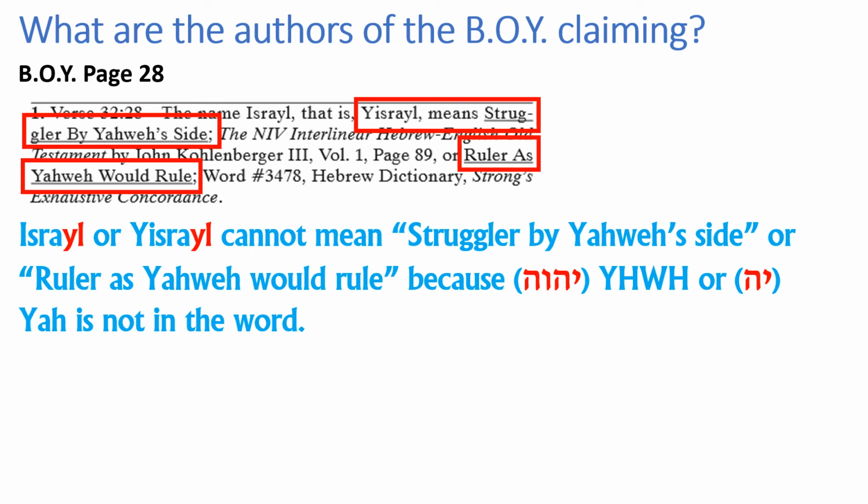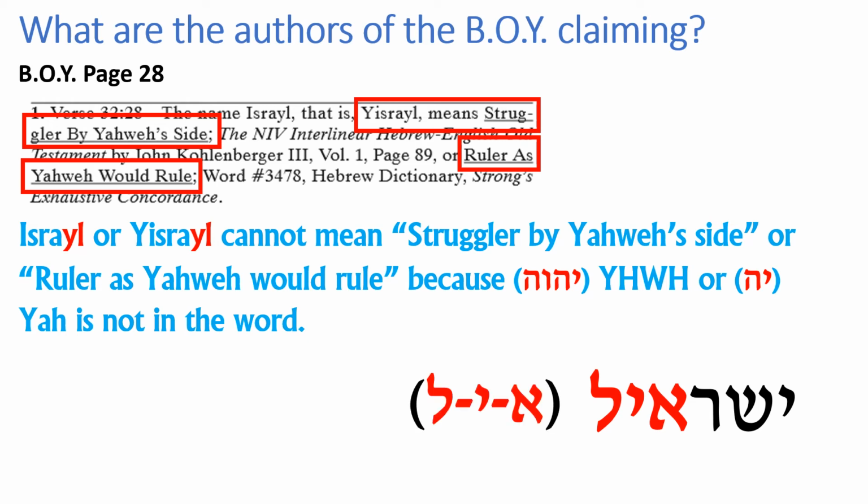Yisrael, or Yisra YL, cannot mean struggler of Yahweh's side or ruler of Yahweh, or as Yahweh would rule, because the name of the Creator, Yud-Wah-He, is not in that word at all, or the short version of Yud-He is not in that word at all. So, for example, this word here, the way I would attempt to believe that they were producing it initially was in this form. They expect, again using Aleph Yud Lamed.